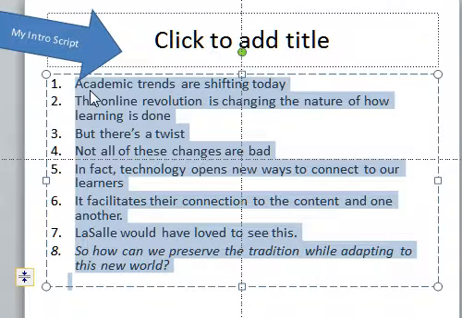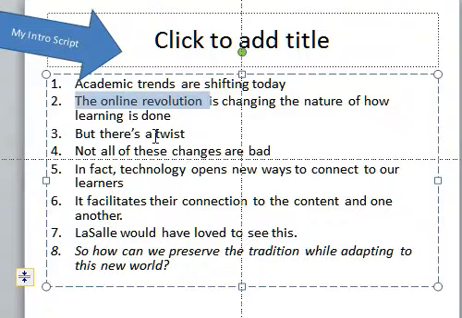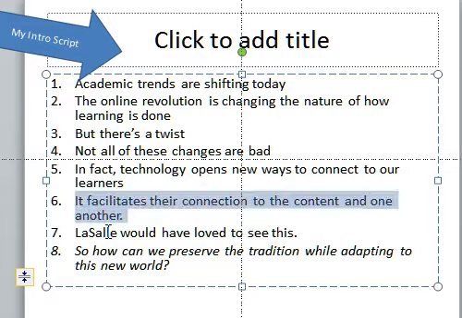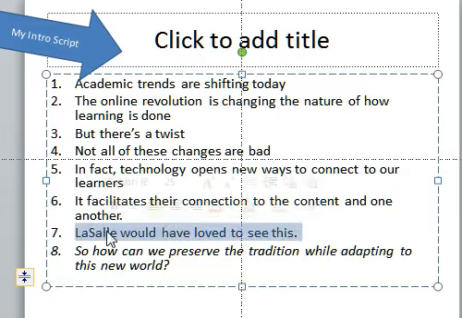So academic trends are shifting today. There's an online revolution. It changes things. There's a twist. Not all the changes are bad. Technology actually opens up new ways to connect. Okay, so it facilitates connections. LaSalle, the Saint LaSalle of education, would have loved to see this. So that's my premise.